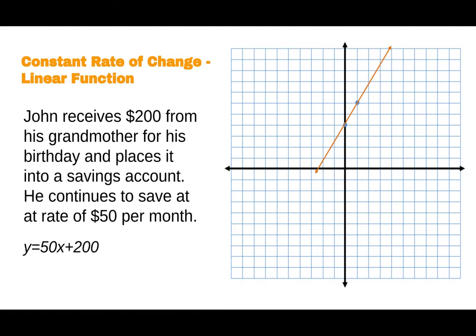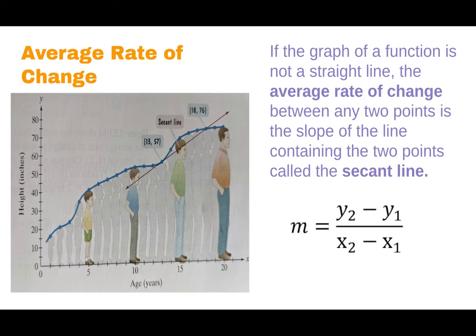So, what we already know is that a constant rate of change is a linear function. So, for example, if John receives $200 from his grandmother for his birthday and places it into a savings account, he continues to save at a rate of $50 per month. That could be defined by the function y equals 50x plus 200 because he started with 200 and continues to save at a constant rate of $50 per month.